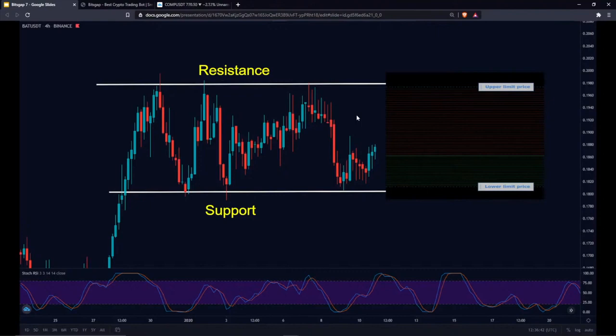Just make sure that the potential return exceeds the potential risk. And I will, by the way, show you how you can calculate that in the smart trading mode.